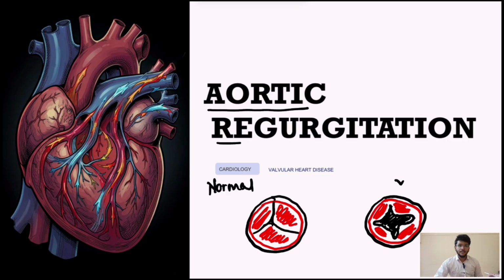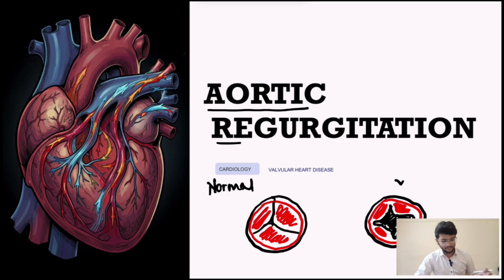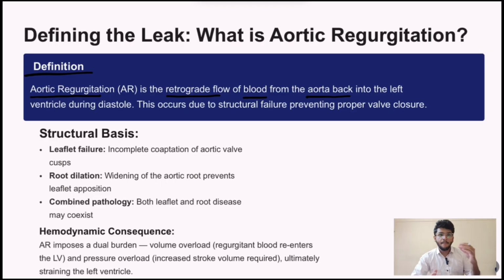Before starting with aortic regurgitation, let us see the anatomy of the aortic valve. The normal aortic valve has three leaflets, and this is the normal anatomy of the aortic valve. In aortic regurgitation, the valve leaflets fail to close properly. Let us define aortic regurgitation: it is the retrograde flow of blood from the aorta back into the left ventricle during diastole.